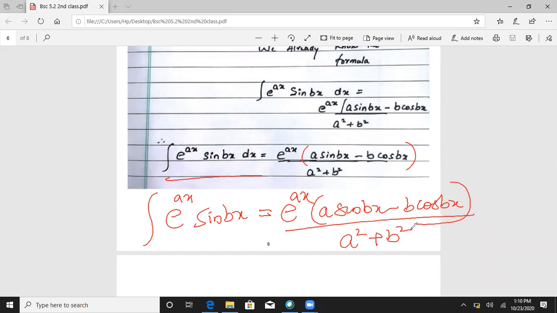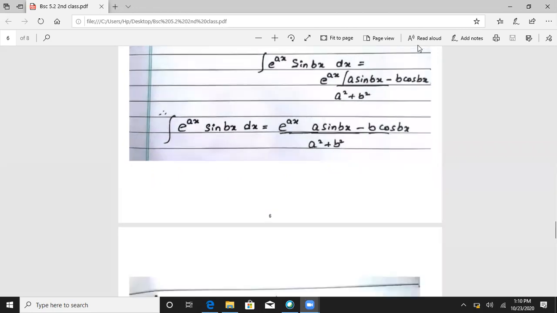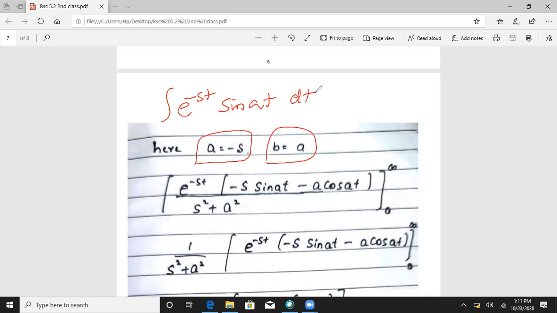Okay, this is your standard formula. Here instead of a we'll write s, instead of b we'll write a. What we have is the integration of e to the power minus st sin at dt. The a function is s and the b function is a here. Then we'll write here e to the power at.